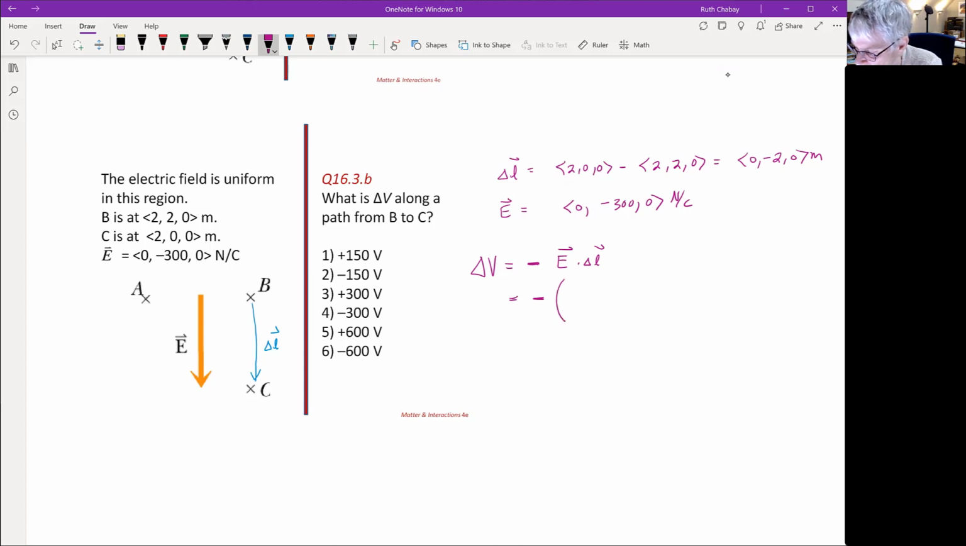minus 0 times 0 in the x direction plus a minus 2 meters times a minus 300 newtons per coulomb in the y direction plus 0 times 0. So we have 3 minus signs, and so we do end up with a negative number, which is a negative 600 joules per coulomb, or a negative 600 volts.